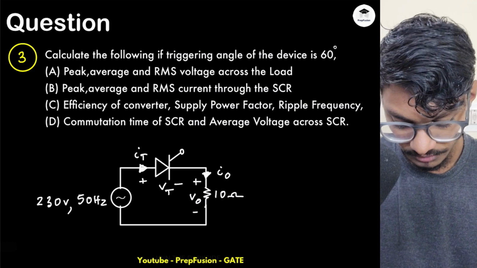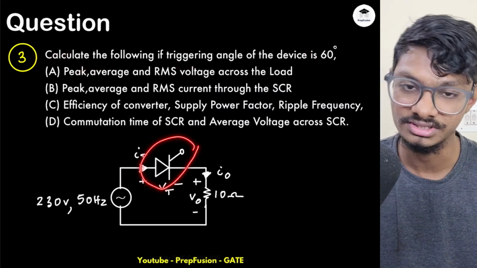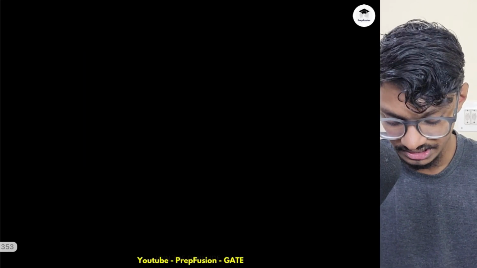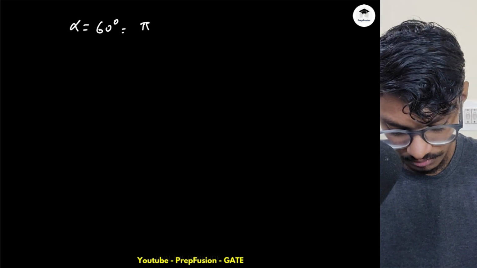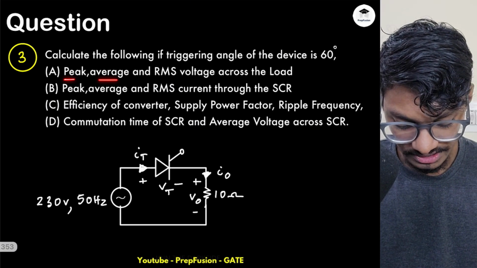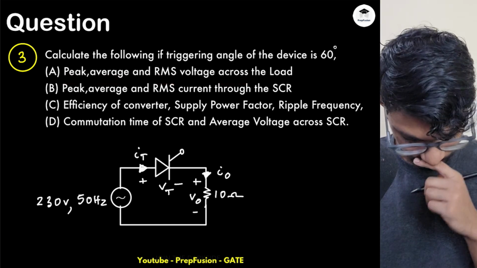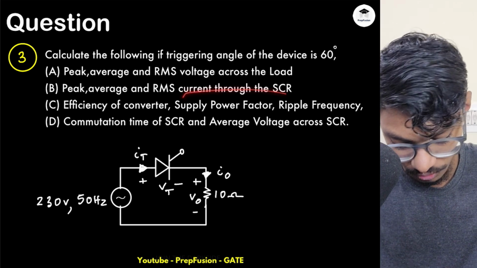So let's start this. This is the first question. Calculate if the triggering angle of the device is 60 degree. So the triggering angle of this device is 60 degree. So SCR is triggered at alpha equals 60 or alpha equals pi by 3. Okay. Next, peak, average and RMS voltage across the load. So if alpha is equal to 60, what are the peak, average and RMS voltage across the load?